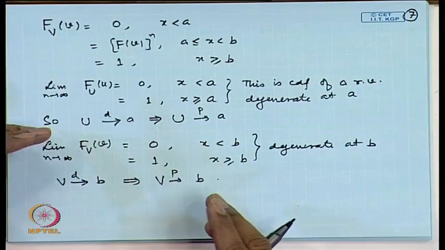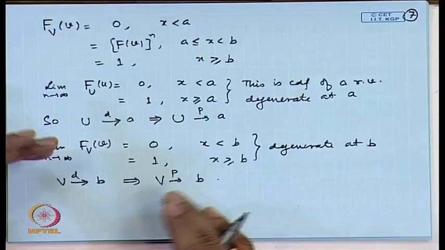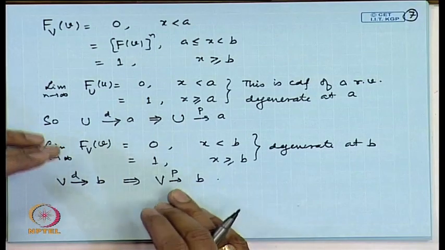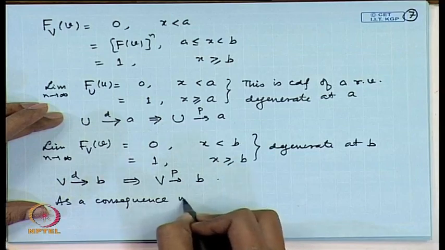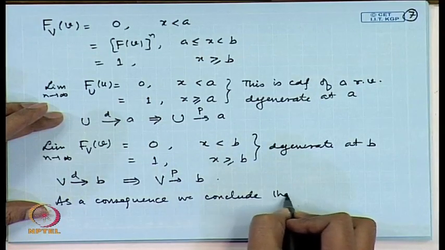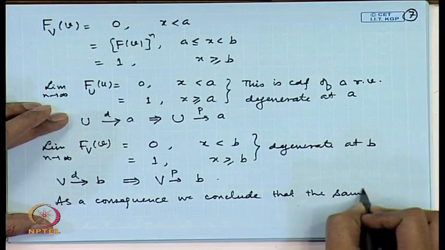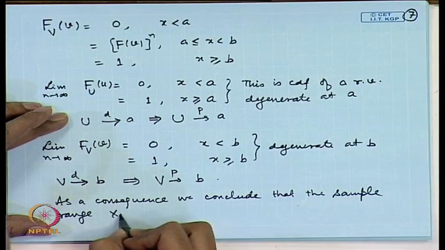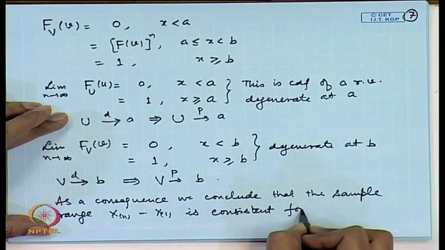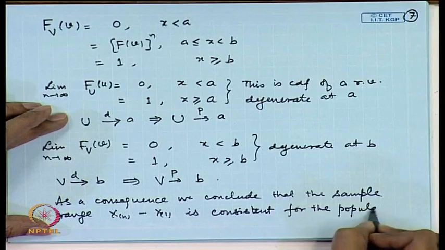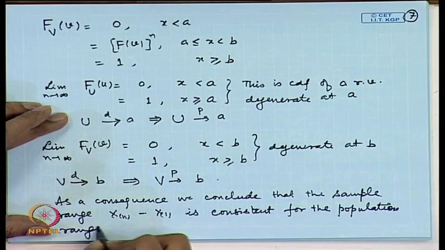This actually gives some easy applications basically. For example, we want to find out a consistent estimator for the range. For example, here range may be b minus a, then easily you can say that v minus u, that is the maximum minus the minimum, the sample range, is the consistent estimator for the population range. As a consequence, we conclude that the sample range, that is x n minus x 1, is consistent for the population range b minus a.